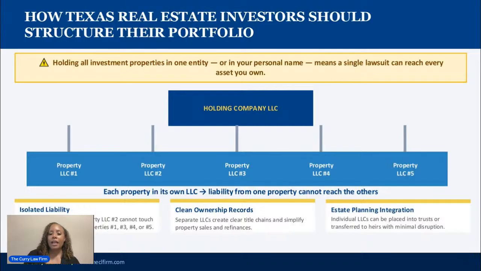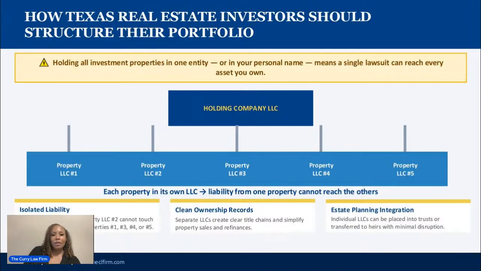So that is one strategy and one method to be able to separate the liability of the different properties while still having good legal protection in place. And once again, that's having the holding company own all of the properties and then creating separate operating LLCs for each property that will manage the day-to-day operation of the business, accept payment, enter into contracts, own intellectual property if needed, and so forth. So each property in its own LLC means that liability from one property cannot reach the others. This can result in isolated liability.